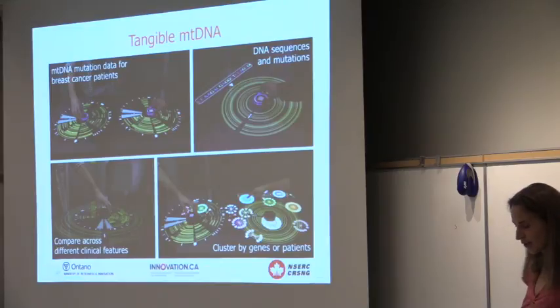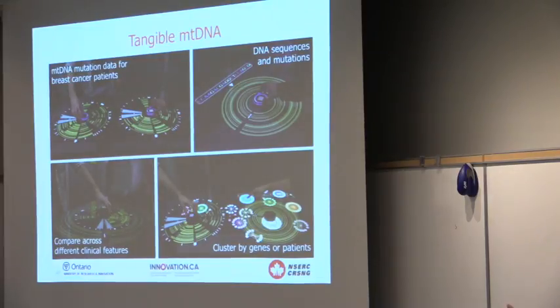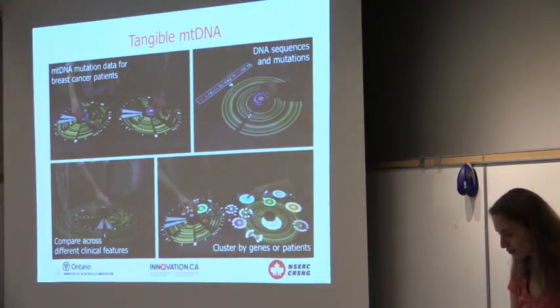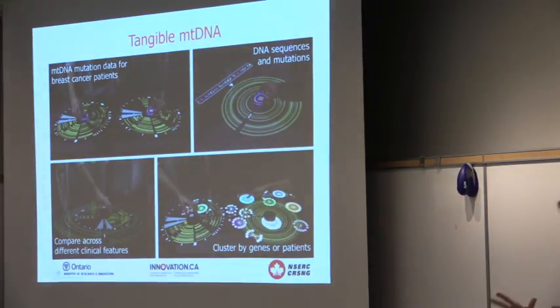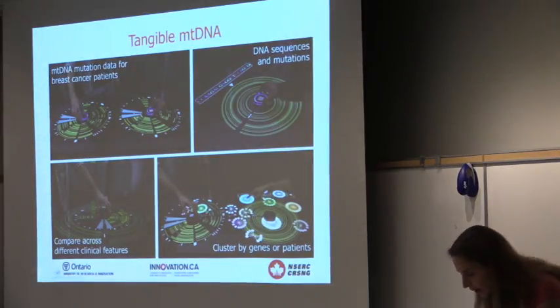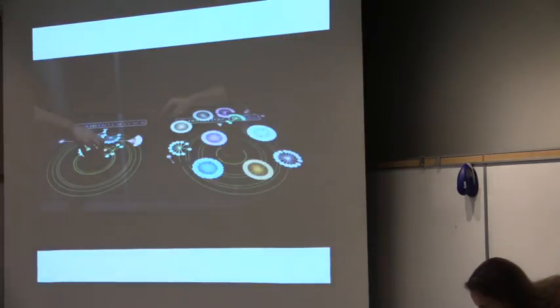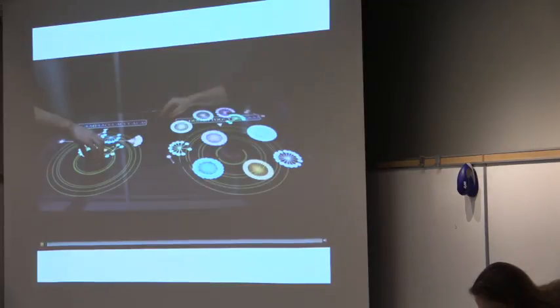But given such a large amount of data, what was interesting for us is that they often don't know what they're looking for, or even what questions to ask about their data. So as a result, we began building the tangible mtDNA system, again in a participatory design process, and it's designed to help the researchers in finding patterns in the data by interacting with our custom-built interactive objects called actables on an interactive display. So I have a short video again here.